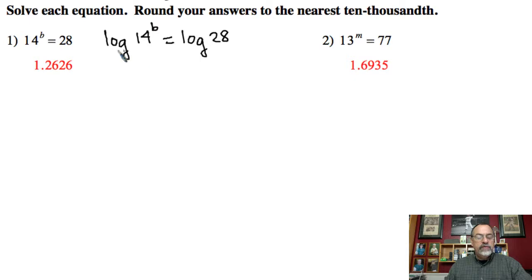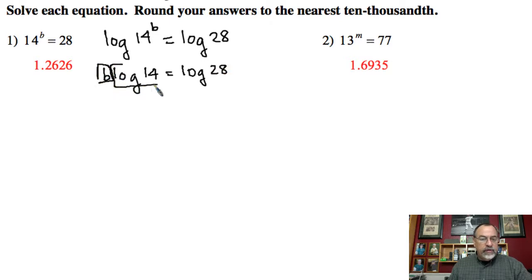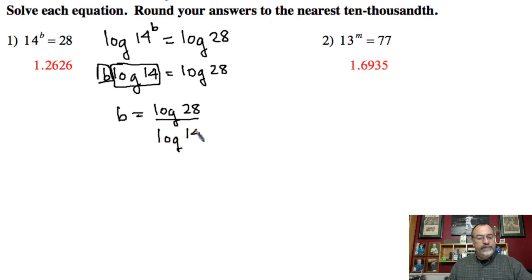So taking the logarithm of both sides is the inverse, it's going to undo this exponential operation that's going on here. We then apply the power property and we put the b in front, so this becomes b times the log of 14 equals the log of 28. So remember, this is b times, this is one term. To undo this multiplication, b times this, we divide by the log of 14 on both sides. So b is going to be equal to the log of 28 divided by the log of 14.